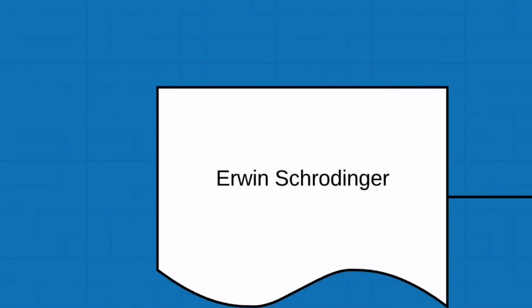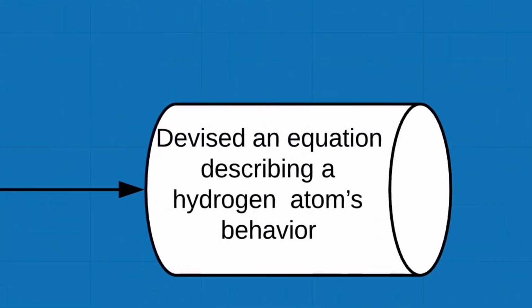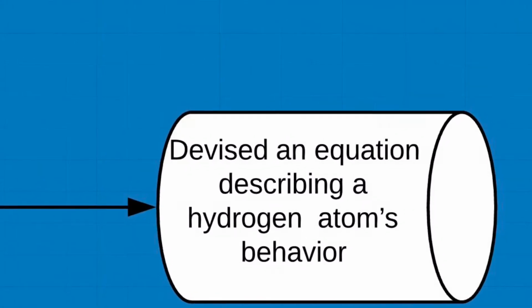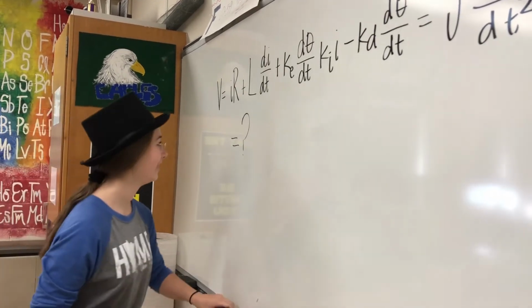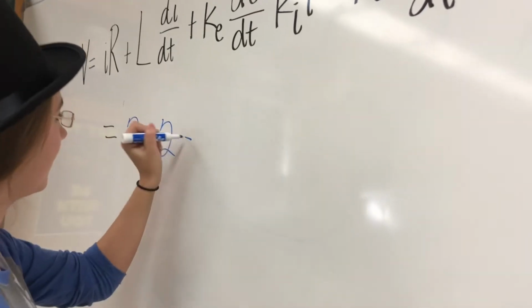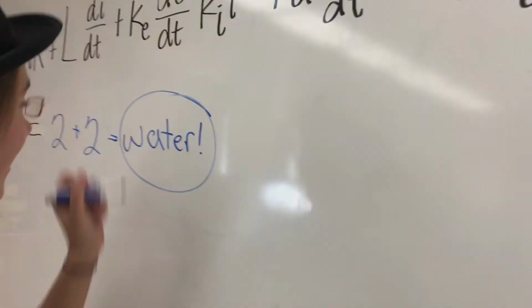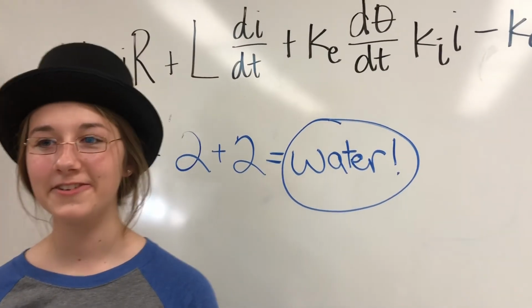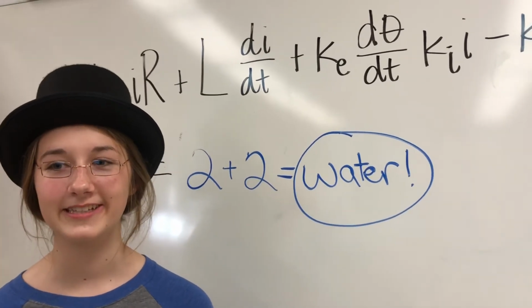The last physicist we'll be talking about is Erwin Schrödinger. He used calculations to devise an equation describing the behavior of a hydrogen atom. This equation is so hard, I don't know what it means. I know. I've done it! I've created the equation. I now know that electrons move in waves around the nucleus, not perfect circles.